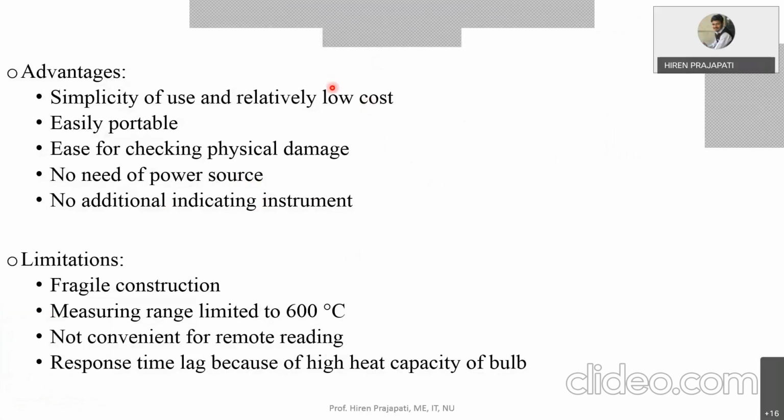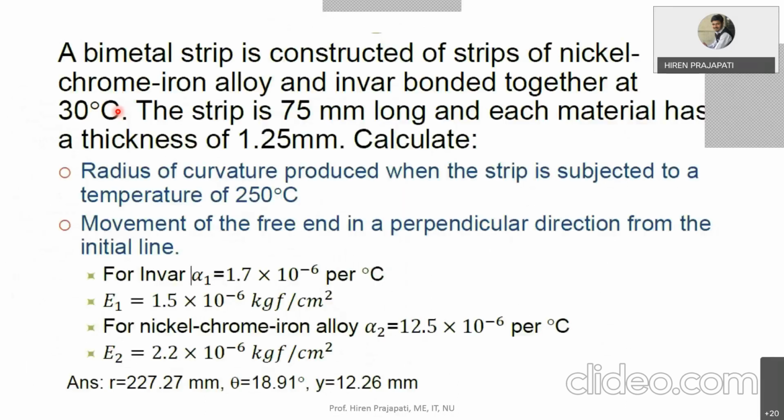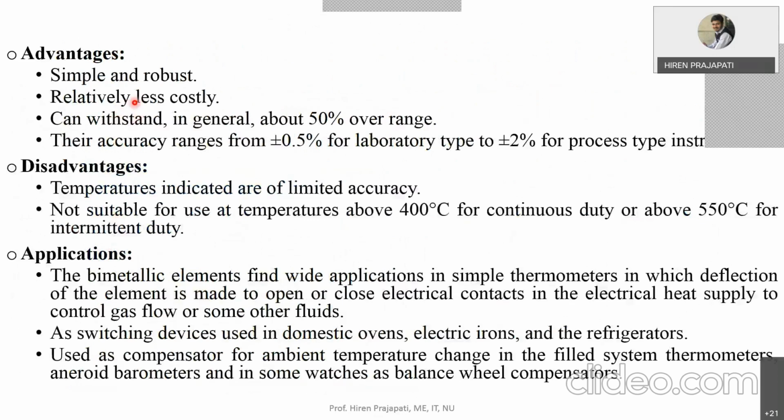Okay, so if we summarize our previous session, we discussed the mercury-filled glass thermometer and the bimetallic thermometer. These are the advantages and limitations of the bimetallic thermometer. Advantages: simple and robust, relatively less costly, can withstand in general about 50% over range, means you can go beyond its working capacity. Their accuracy ranges from plus or minus 0.5 percent to plus or minus 2 percent.